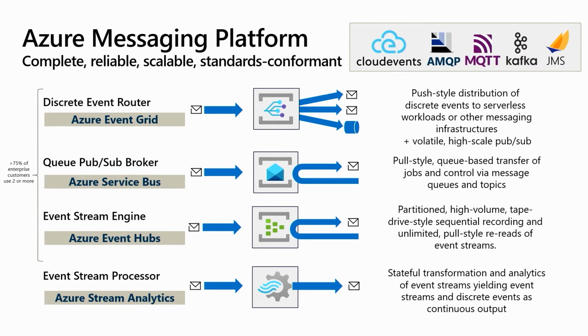As we look at the Azure Messaging platform, we have a complete set of capabilities across these platform types, where we have a discrete event router as Event Grid, and a queue pub sub router with Azure Service Bus, and an event stream engine with Azure Event Hubs. And our event stream processor is Azure Stream Analytics.